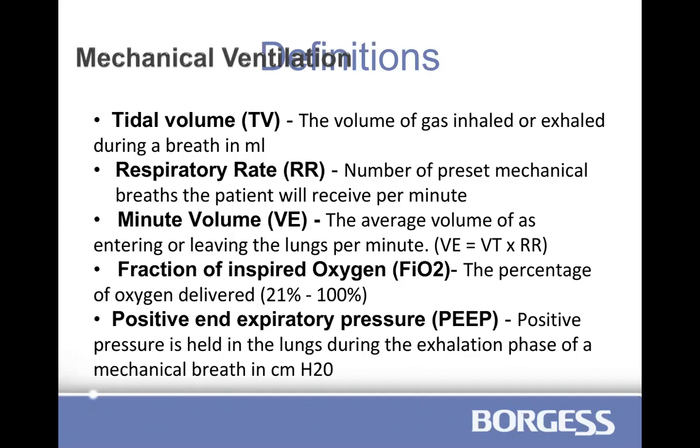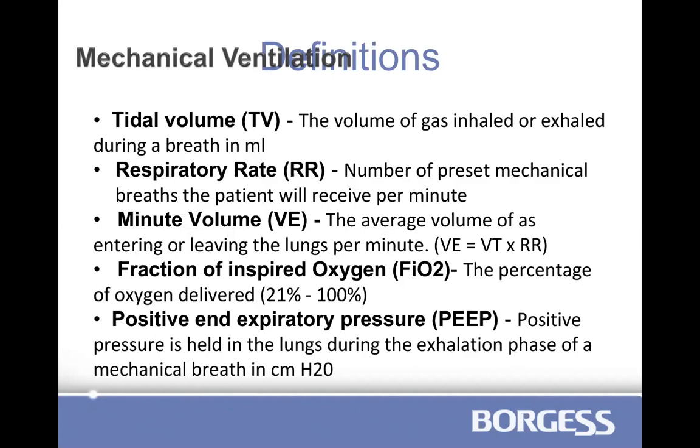The respiratory rate is the number of preset mechanical breaths the patient receives per minute. This is something that you set on the ventilator. These are all things that you can actually change on the ventilator. Minute volume is simply an average volume entering and leaving the lungs per minute, and this is a calculated number between the volume and the rate.